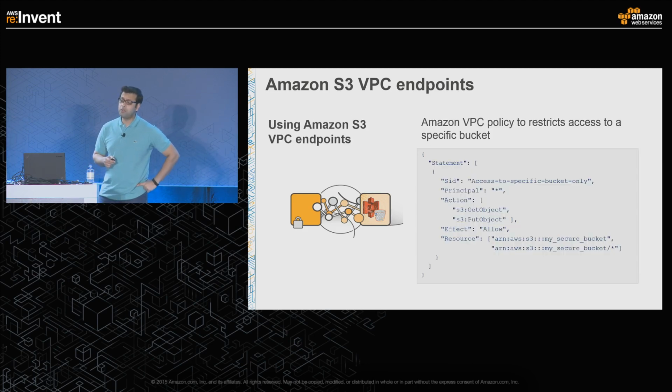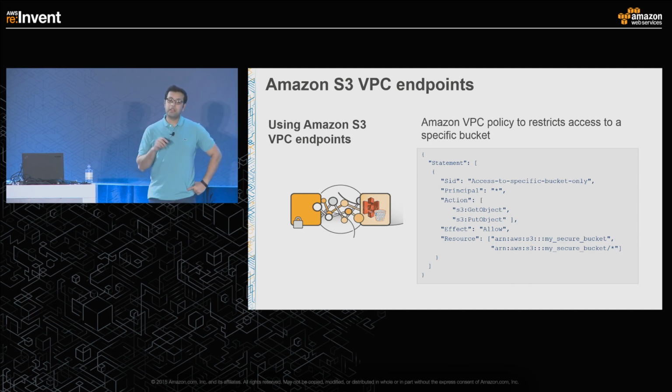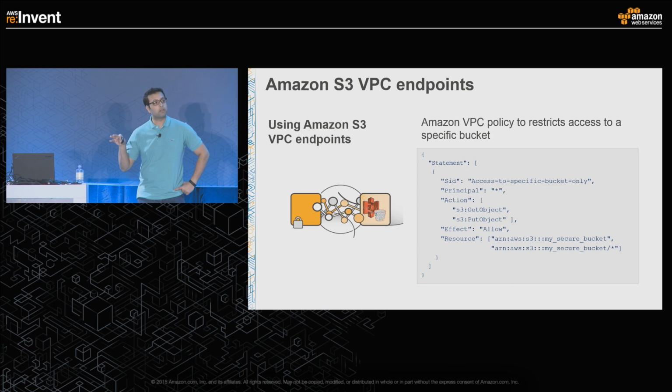So here's an example of a VPC policy. In this VPC policy, I want to specify actions that are allowed. No other actions would be allowed. And I want to say only gets and puts are allowed from within my VPC. And I only want to interact with one bucket, which is my secure bucket. Everything else, I want to deny.